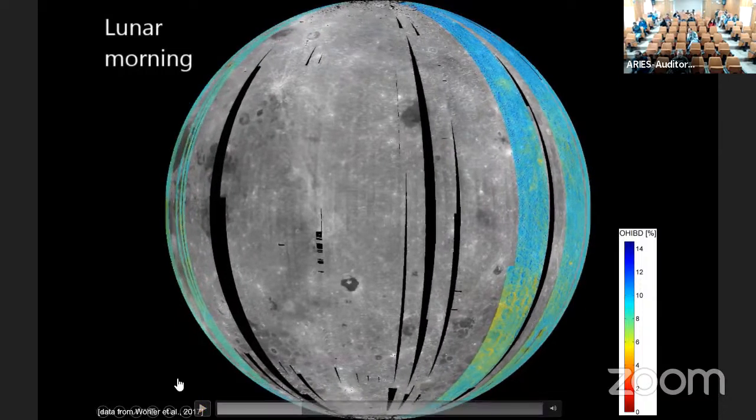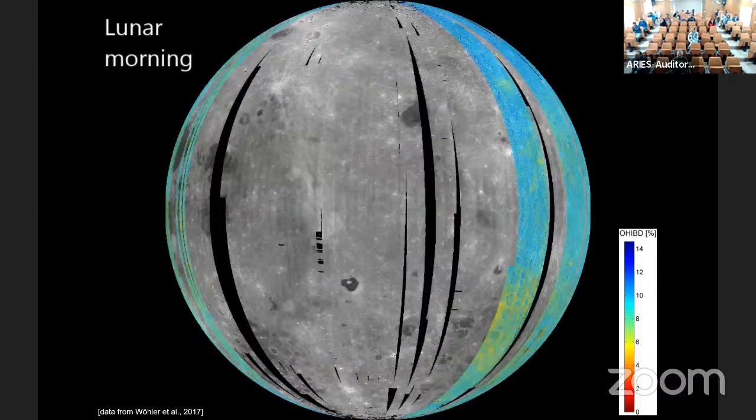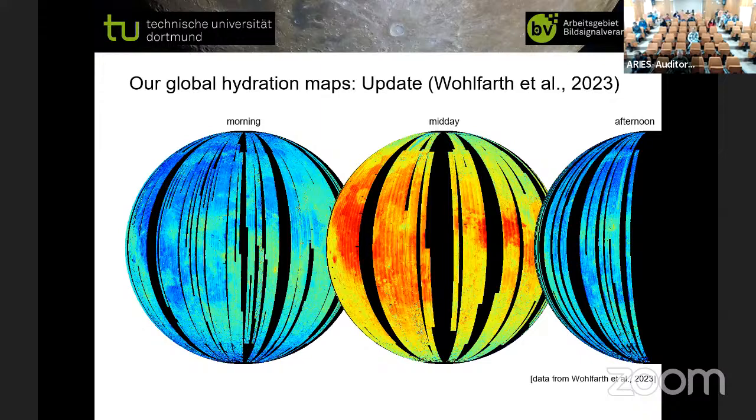I don't want to go into detail regarding the processes causing this hydration, because there seems to be even some clear dependence on local time of day. Here, these are similar maps that we obtained with the very latest version of our thermal correction. You see that developing something like that took at least 7 years, and more than one PhD thesis. It's really not easy.